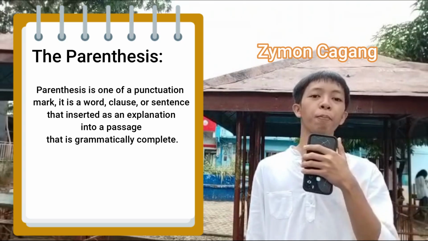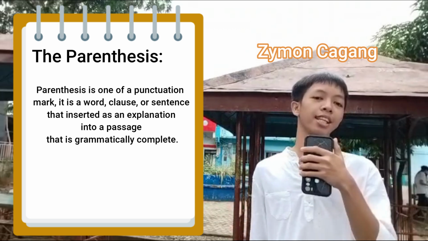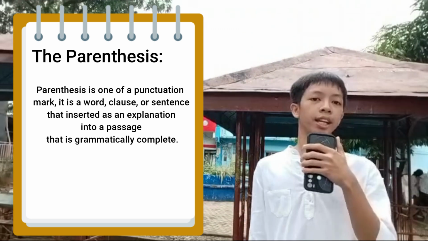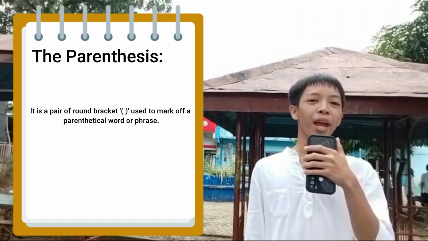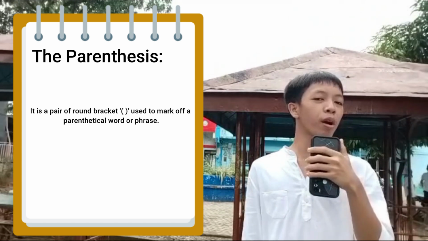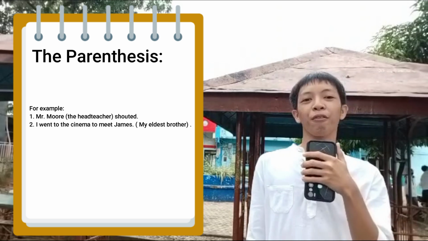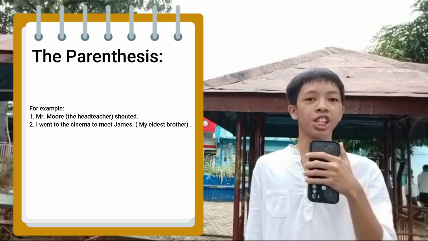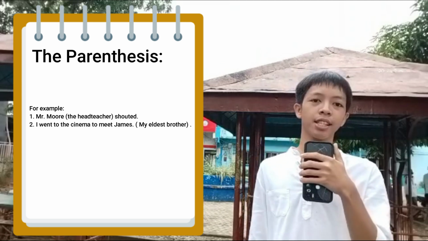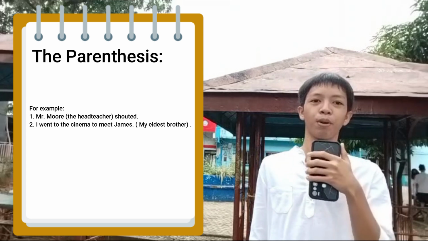Parenthesis is one of the punctuation marks. It is a word, clause, or sentence that is inserted as an explanation into a passage that is grammatically complete. It is a pair of round brackets used to mark off a parenthetical word or phrase. For example, Mr. Moore, the head teacher, shouted. Second example, I went to the cinema to meet James, my eldest brother.